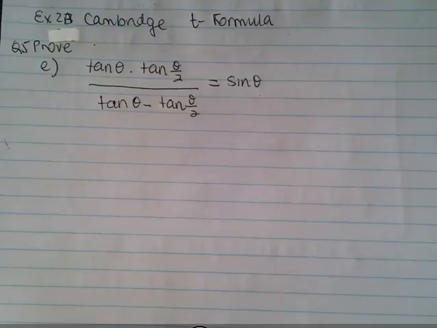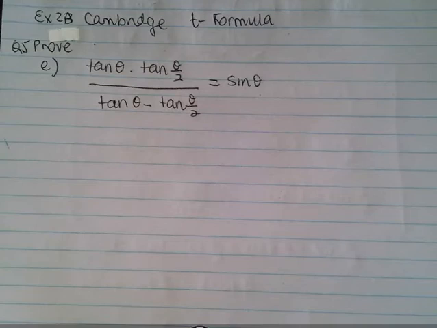Question from Cambridge, exercise 2b, question 5e. Prove that tan theta times tan theta on 2 divided by tan theta minus tan theta on 2 is sine theta.